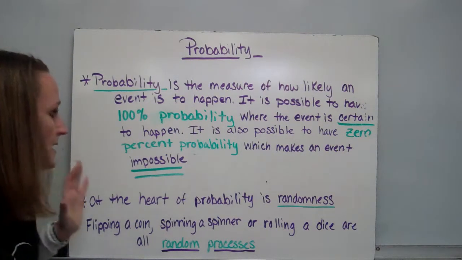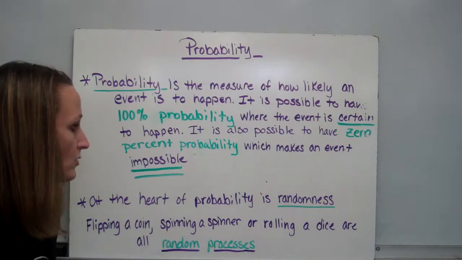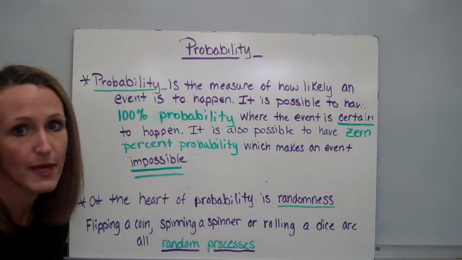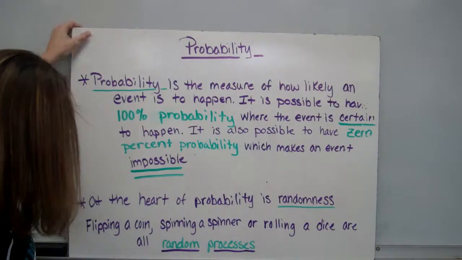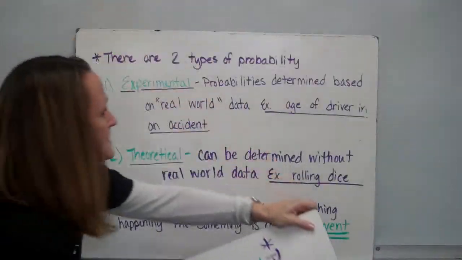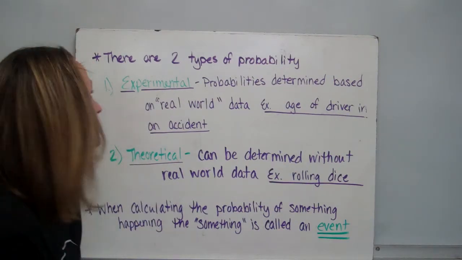At the heart of probability, we're talking about randomness. Flipping a coin, spinning a spinner, rolling a dice. These are all what we would call random processes. There are two types of probability that we're going to talk about.